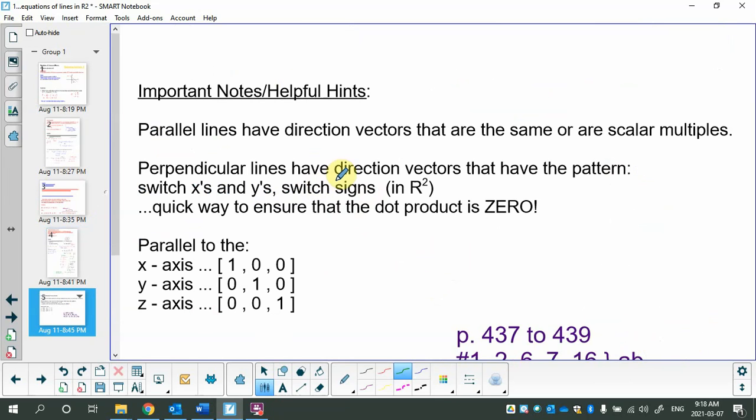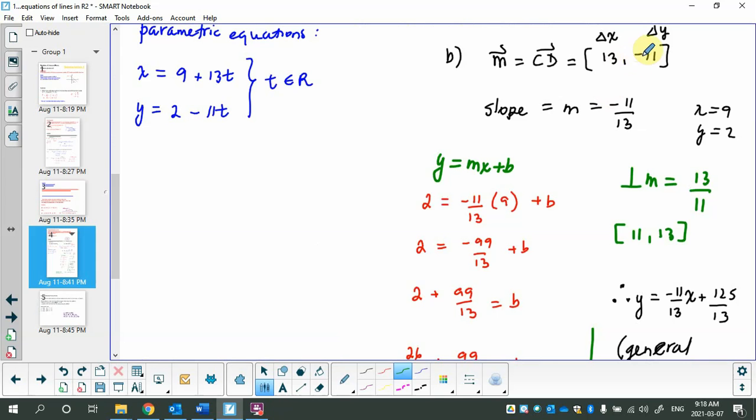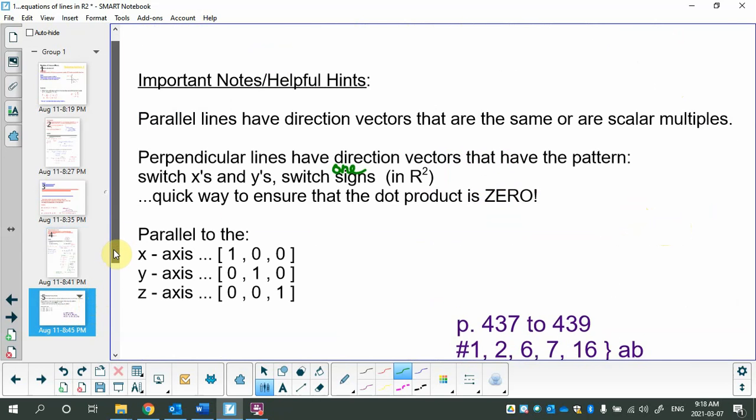So switch one sign. Quick way to ensure that the dot product is 0. So if I took this and I dotted it, so multiplied the x's, multiplied the y's, add them together, I should end up with 0, because the dot product being 0 is a characteristic of perpendicular lines or perpendicular vectors.